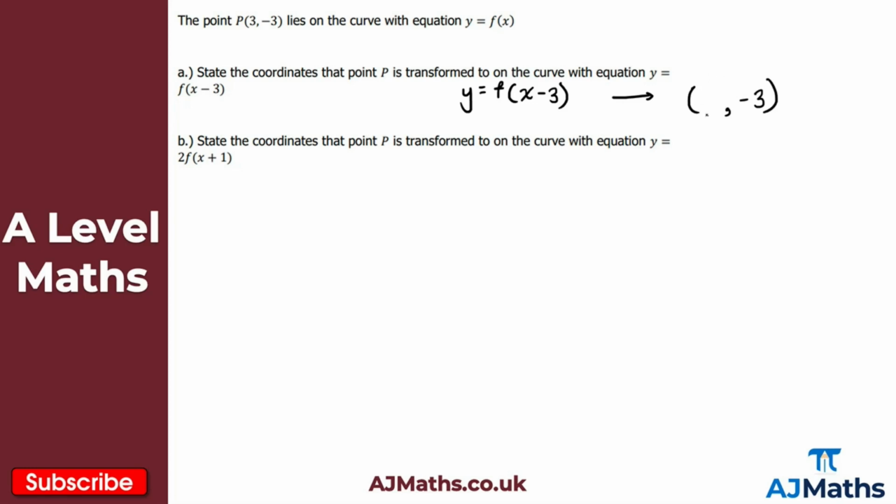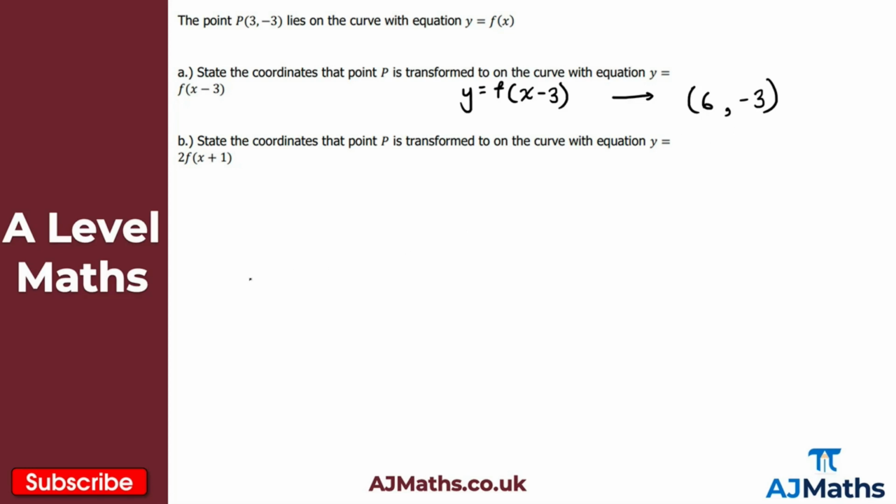But the x coordinate here, we need to consider what happens now. So like we said, this affects the x coordinate only. So the common mistake here is to subtract 3 from the x coordinate. But we don't subtract 3, we actually add 3, okay? So you do the opposite. So if this is x minus 3, we add 3. If it was x plus 3, then we would subtract 3 in that case, but because it's minus 3, like we said, we just add 3. So 3 plus 3 gives me 6 there, okay? So we get 6, minus 3 for part A.